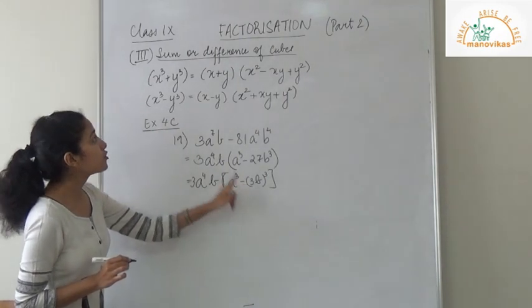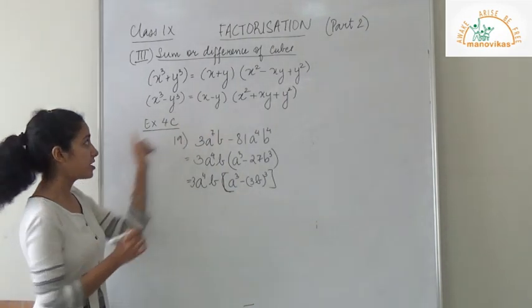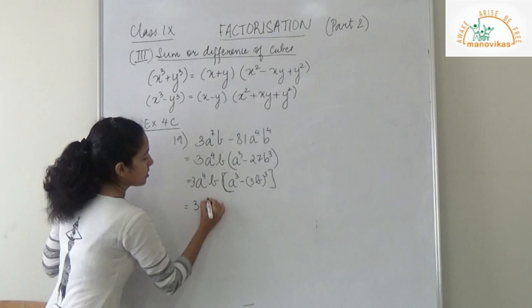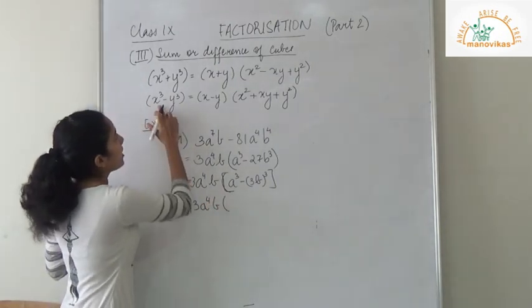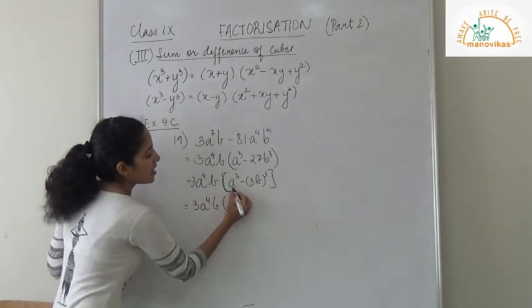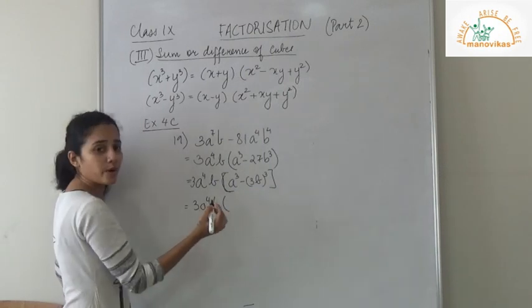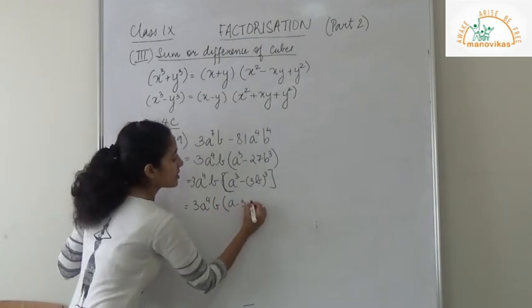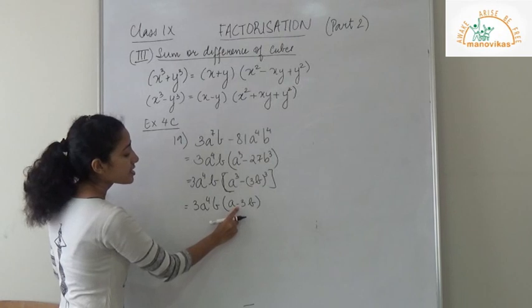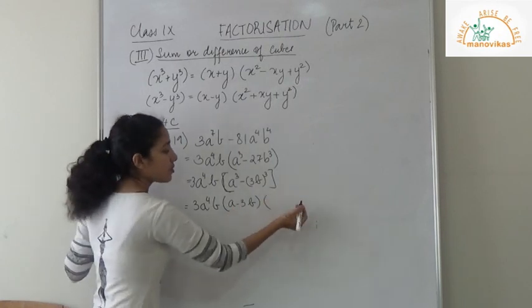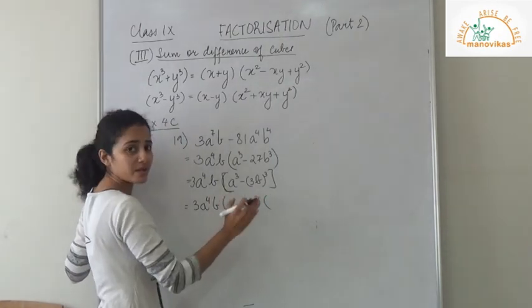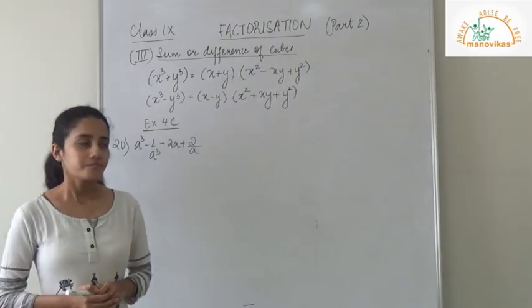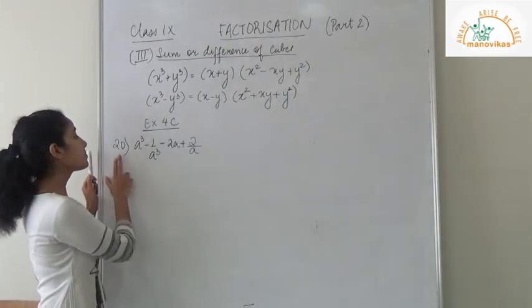Now here you have to use the difference of cube formula, which is given by x minus y. So a is x, 3b is y. So that will be a minus 3b. Since there is a negative sign already, in the next bracket you will have to put everything in the positive sign.